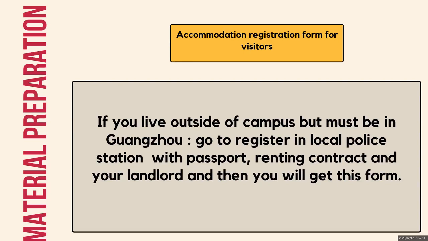Here, again, is the accommodation registration form for visitors. As I mentioned, this is the paper that will be stamped by the police, of course, to approve your address in China. Here is a note: if you live outside of campus, but must be in Guangzhou, of course, you need to register at the local police station. You need to bring with you a passport, the renting contract, and your landlord, and then you will get this form.